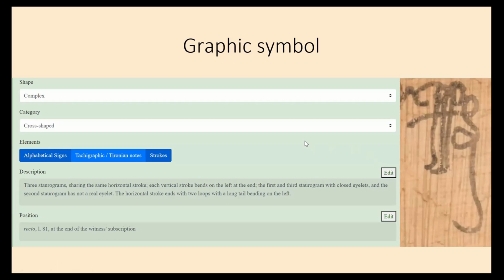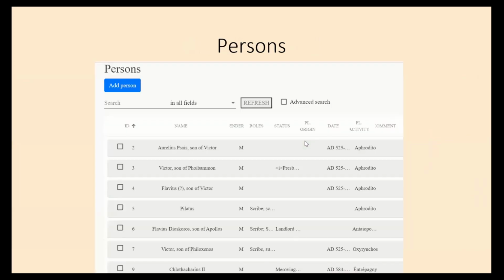The sheets of hands and graphic symbols also connect with the third section of the system, the one dedicated to persons, in which only the individuals who intervene graphically in the drafting of the documents are recorded. And by use of the database, it is possible to visualize all documents drawn up by the same person, as well as to check the symbols used by them.